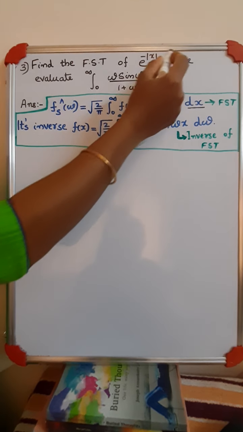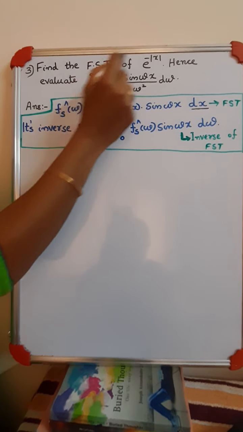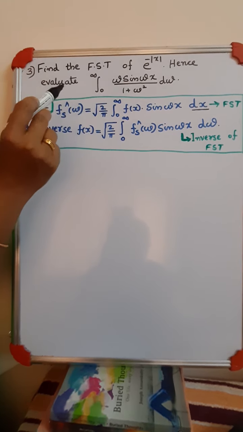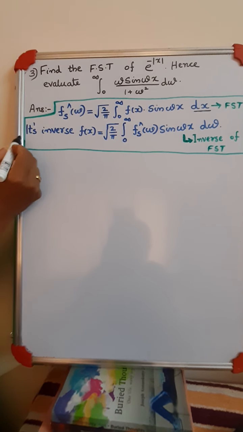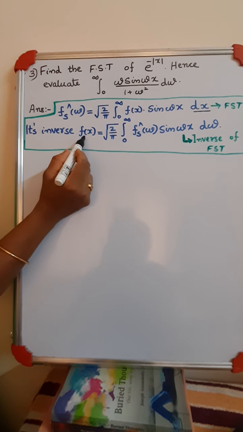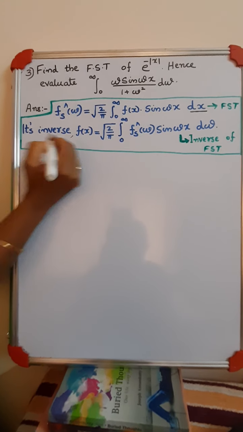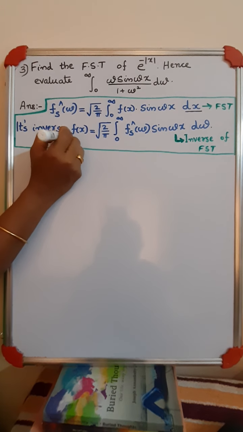Then, second part is evaluate this integral. Without doing the actual integration, using Fourier sine transform, evaluate the integral. That is the meaning of the second part. For that, we need the inverse of Fourier transform or inverse of Fourier sine transform. So, the inverse of Fourier sine transform is actually f of x.